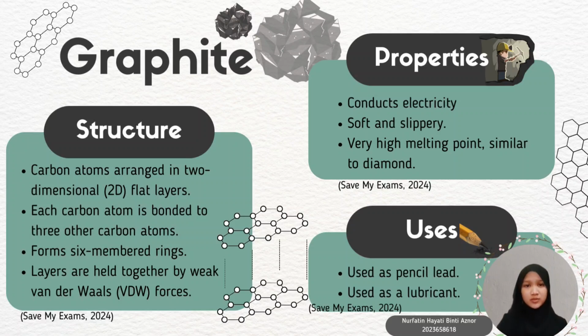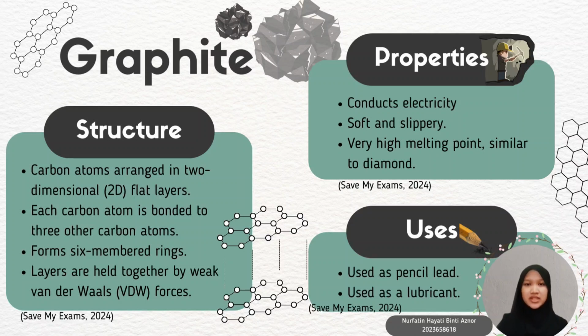So, how about its properties? Graphite can conduct electricity because each carbon atom uses only 3 of its 4 valence electrons for covalent bonding. The remaining electron becomes delocalized and is free to move along the layers, allowing graphite to conduct electricity. On the other hand, graphite is soft and slippery.